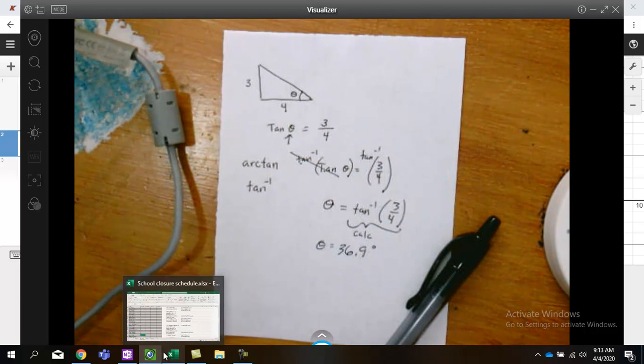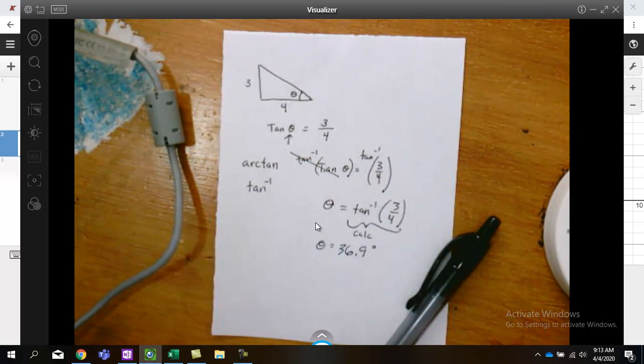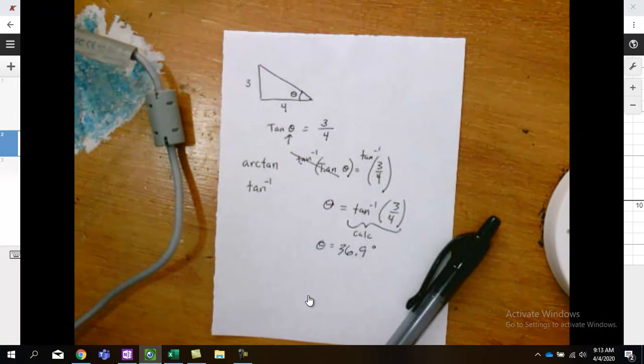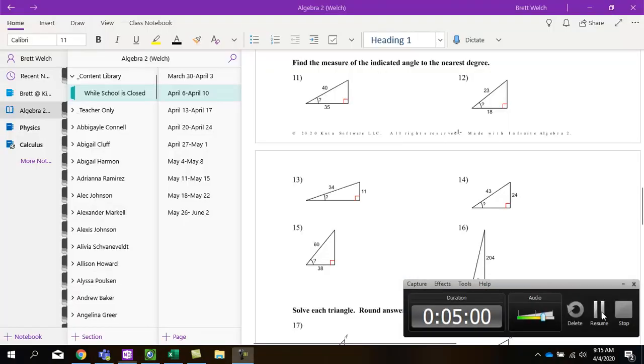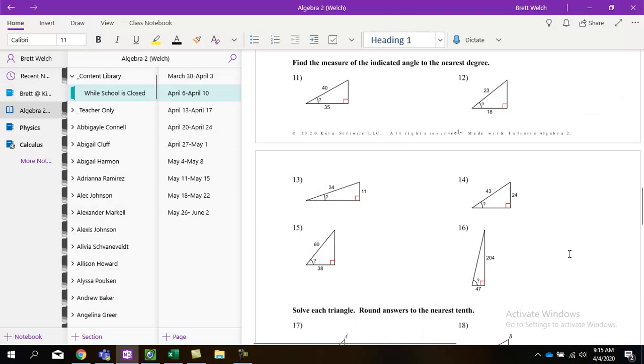And so with that information there, I'm able to do a lot of really good work. Let's pause for just a second. Okay, so one of the first things that we have to do in these problems is determine how do I know whether I'm using the sine, the cosine, or the tangent?